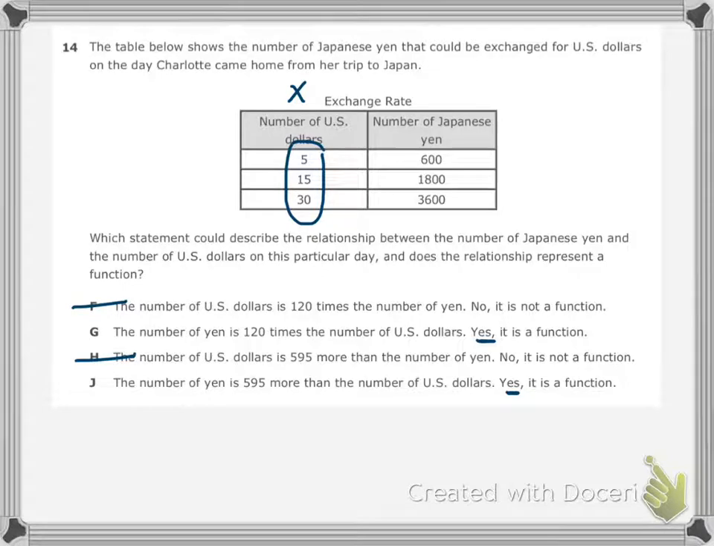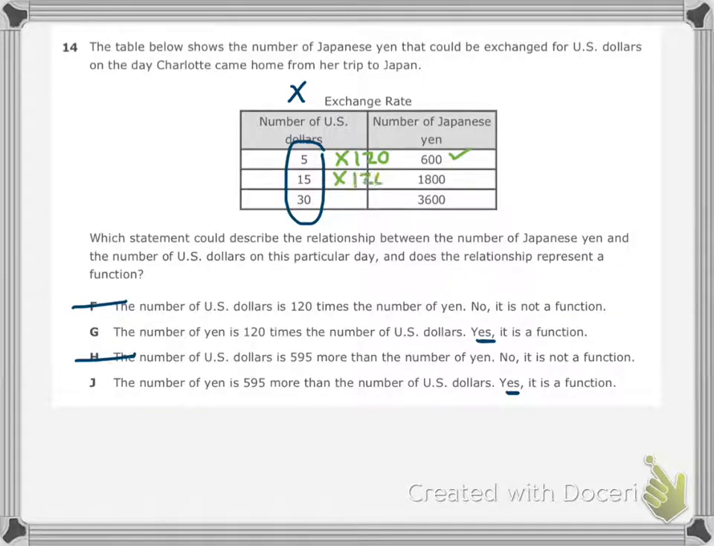G says the number of yen is 120 times the number of US dollars. So it's saying if I take the US dollars times 120, I'll get the number of yen. Let's see if that works. So 5 times 120 is 600.